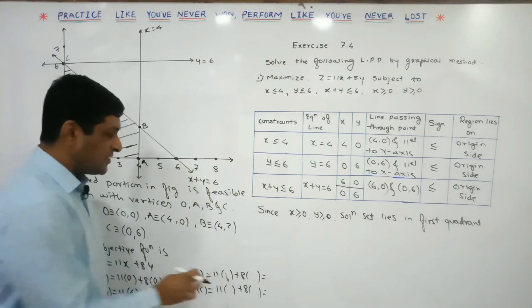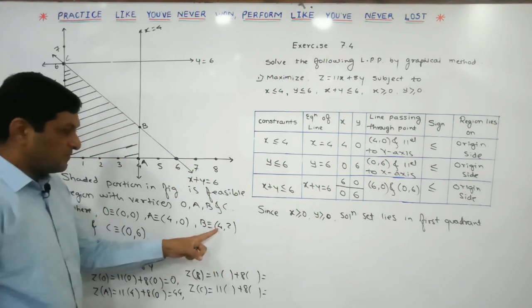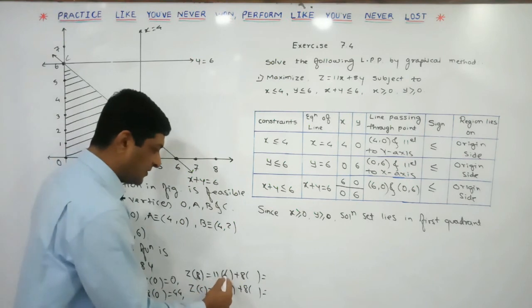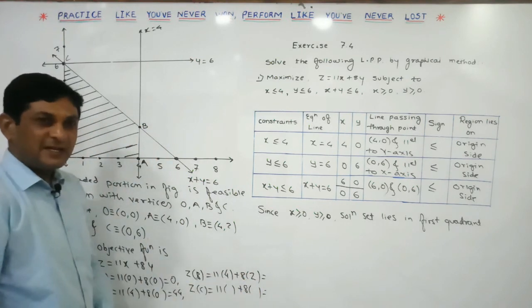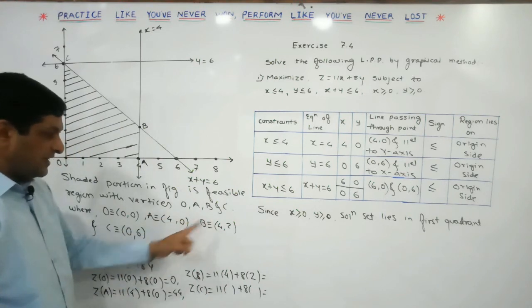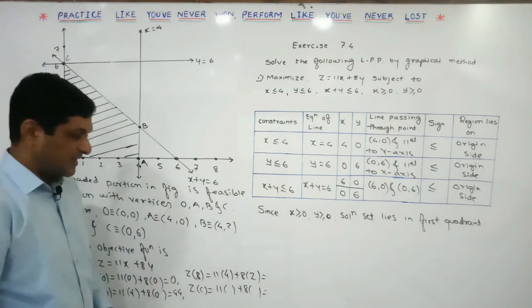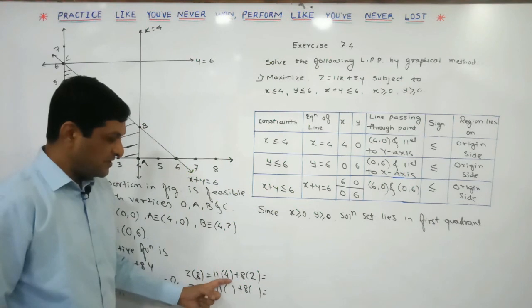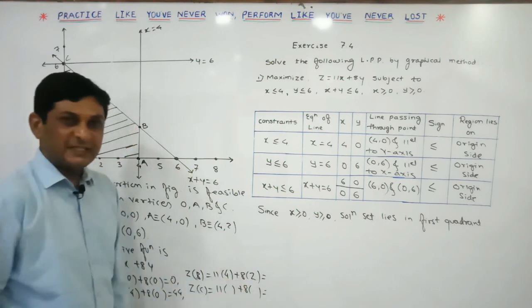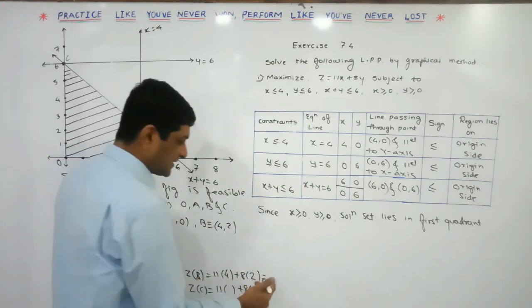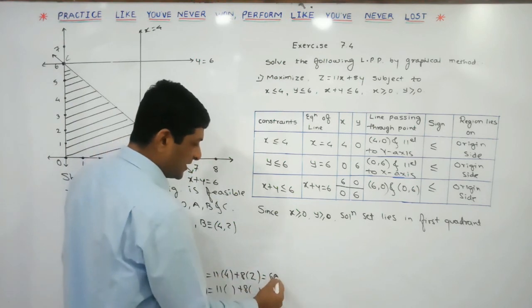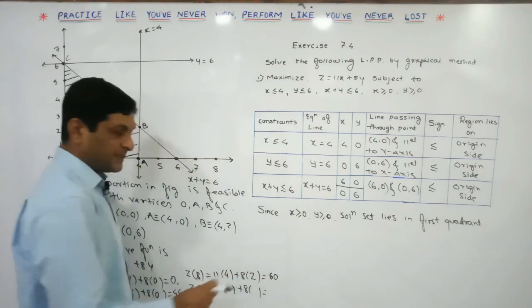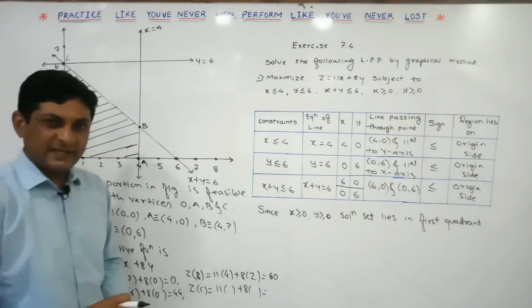Then find its value at vertex B. The coordinates of vertex B are 4, 2. Replace x by the x coordinate and y by the y coordinate. The remaining part is calculation. Here we will get 44, here we will get 16, and 44 plus 16 will be equal to 60.